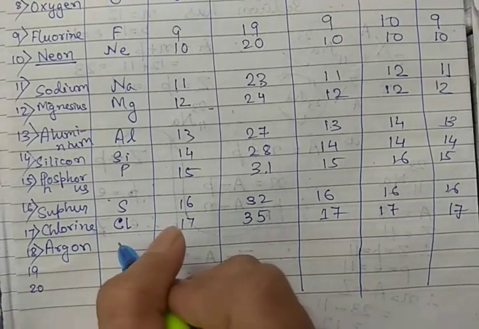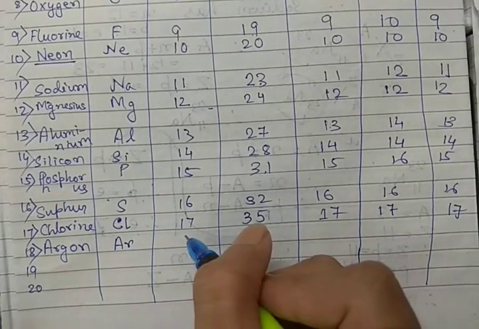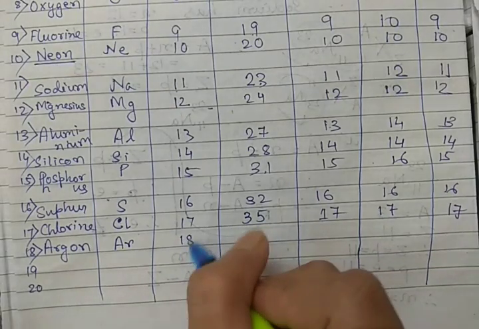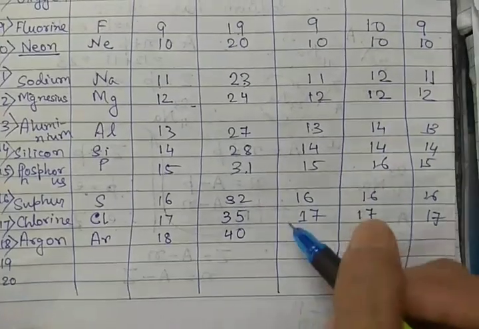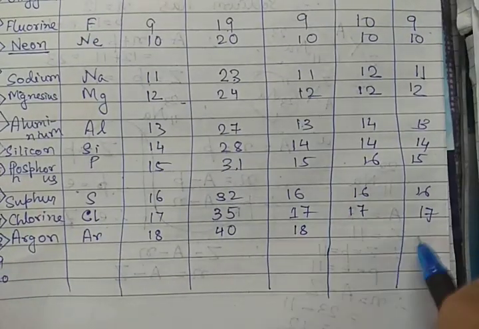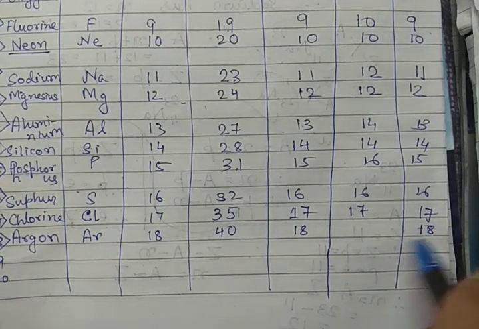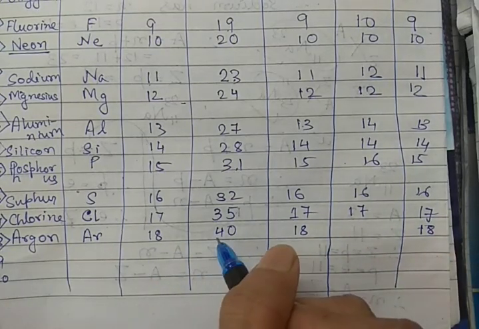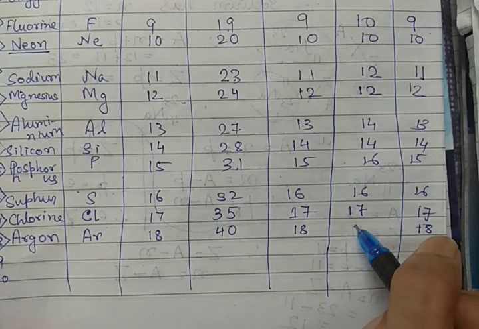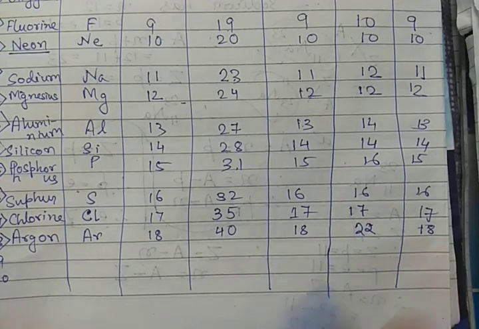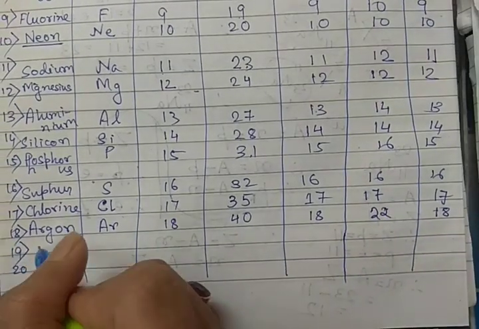Argon is represented by symbol Ar. It has an atomic number 18 and a mass number 40. Okay, so number of protons is 18, number of electrons is 18, and the number of neutrons is 40 minus 18, which is equal to 22. Okay, and now after argon comes potassium.